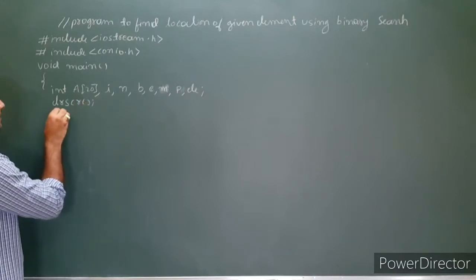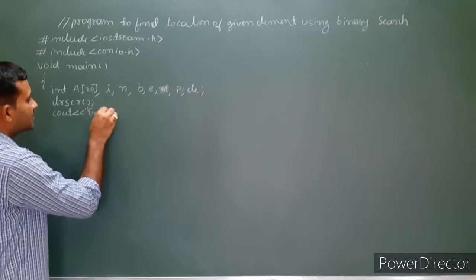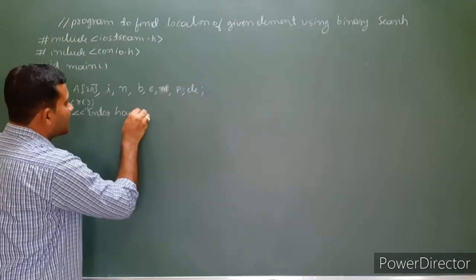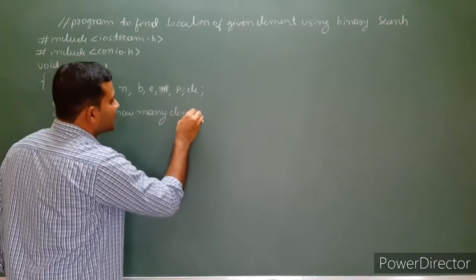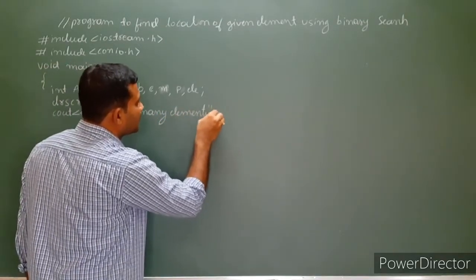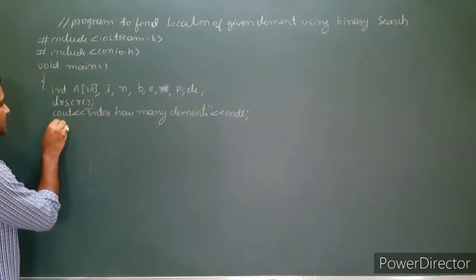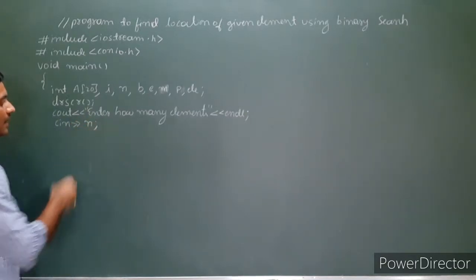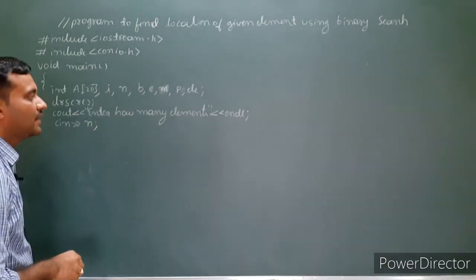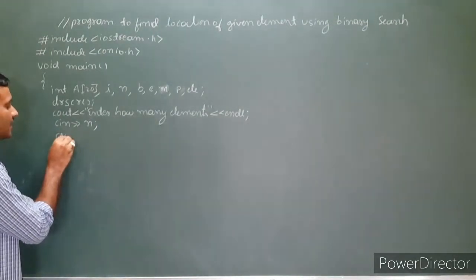clrscr to clear the screen. cout "Enter how many elements". It is an output statement. Then cin extraction n. Then read the array elements.